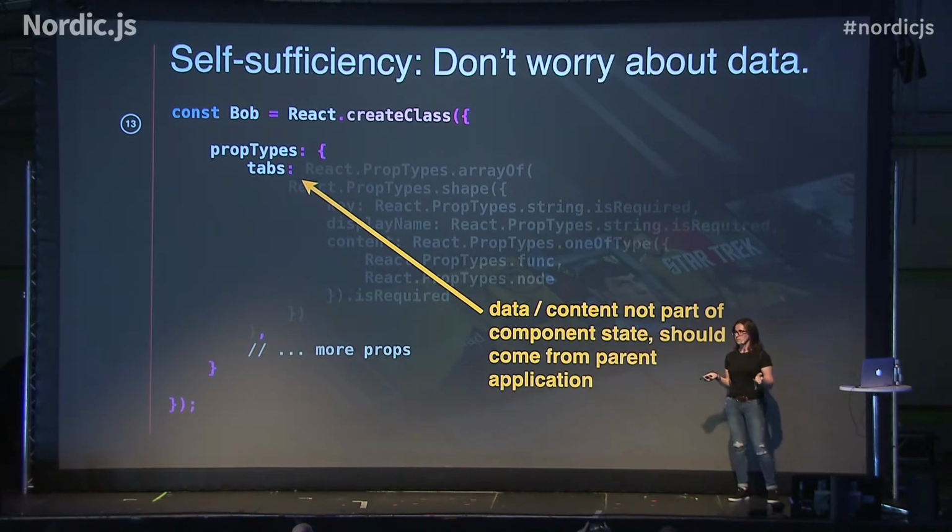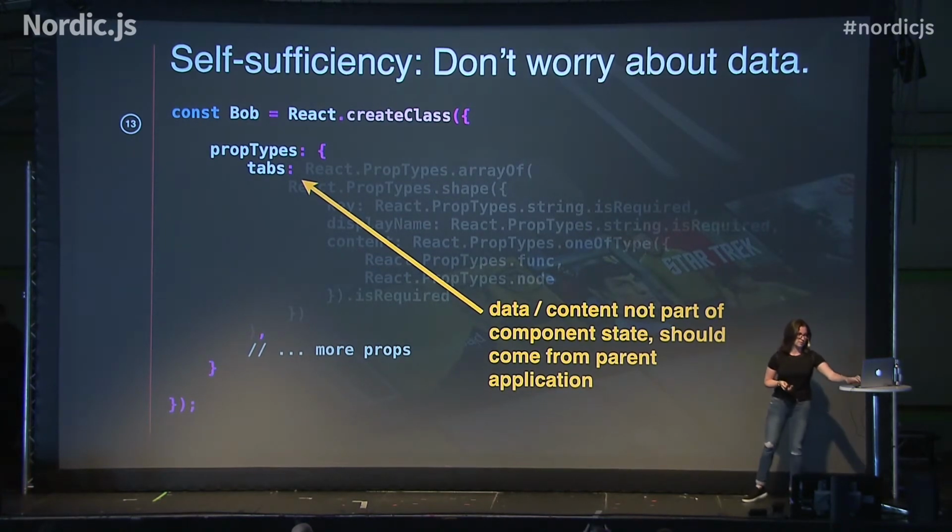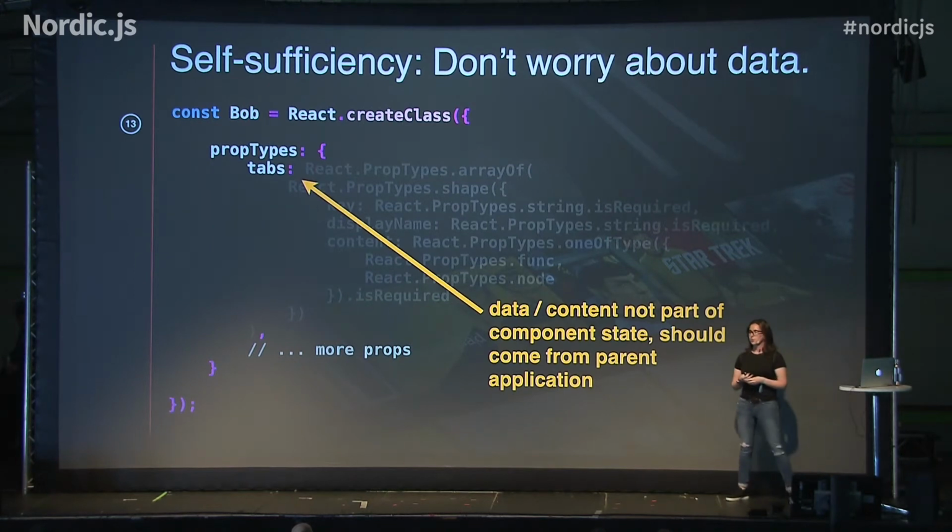So our reusable UI component doesn't need to know where the data comes from, but rather the parent component will know what shape the data is in, and it will bridge the gap between the API and our reusable UI component.